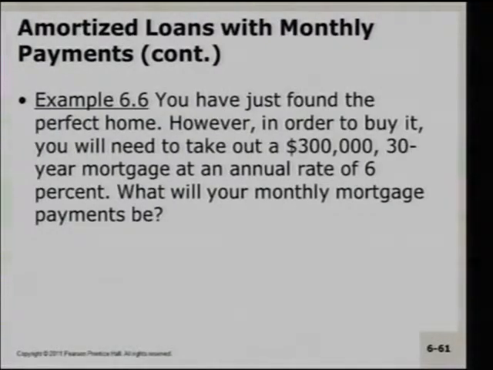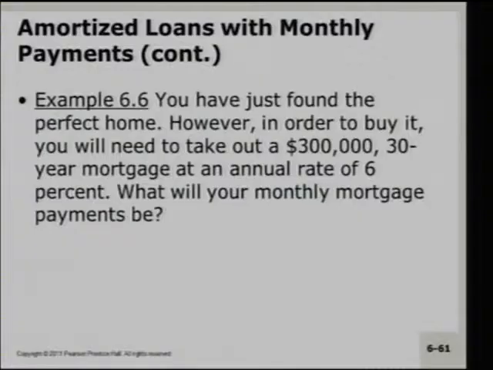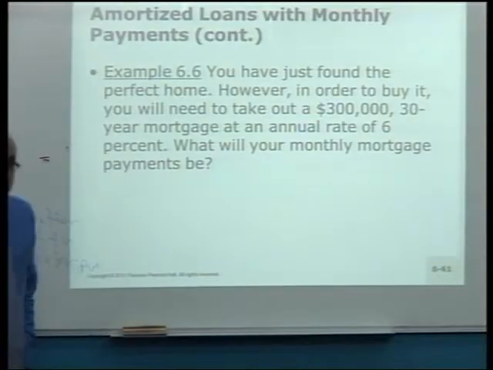Take this example here. You have just found the perfect home. However, in order to buy it, you will need to take out a $300,000, 30-year mortgage, at an annual rate of 6%. What will your monthly mortgage payment be? Careful here. We're asking about monthly payments.